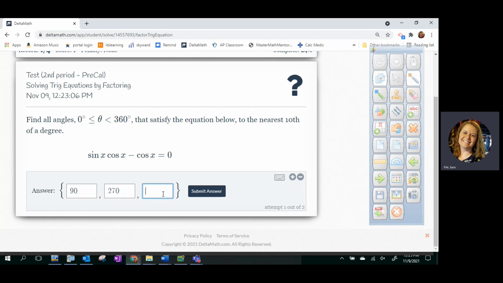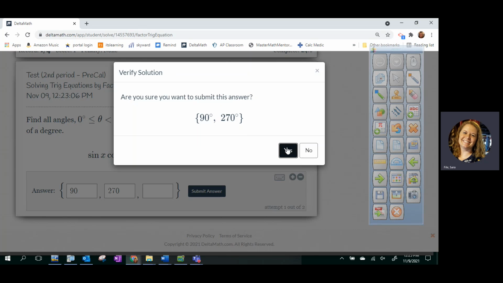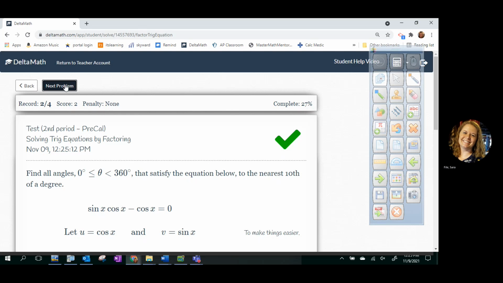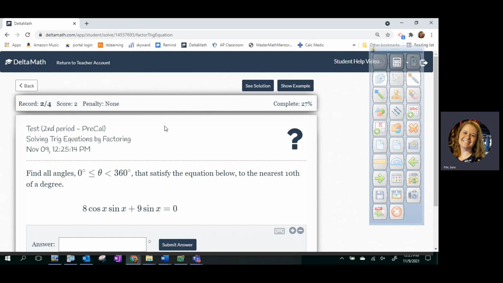So where sine is positive 1 at 90, 90 is already listed. If you get the same solution from two different factors, you do not have to list it twice. Just 90 and 270. What were you about to ask, Ben?